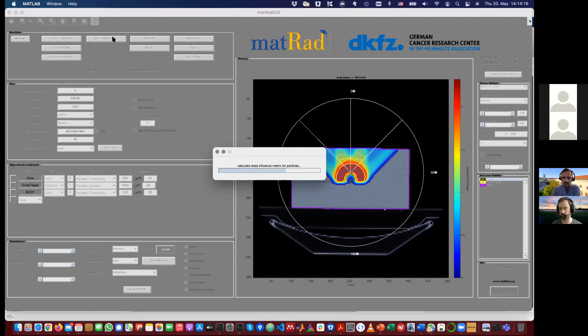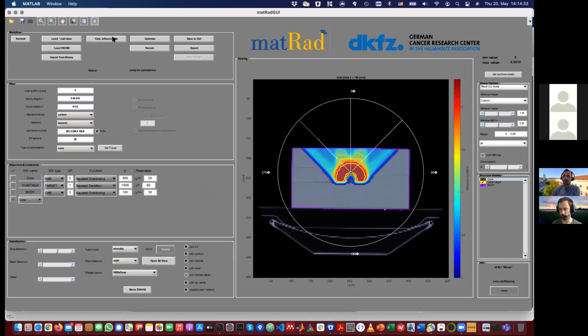So what's happening now in the background is we are computing the physical dose influence matrix, as well as this alpha matrix, this radiosensitivity alpha influence matrix, so to say, and also a beta influence matrix.